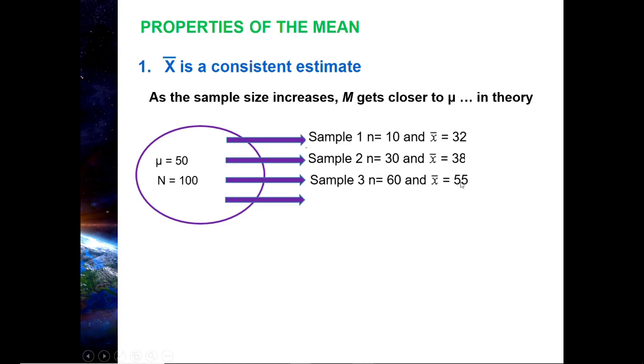All right? But again, the point of saying that X bar is a consistent estimate is that as we increase our sample size, X bar does in fact get closer to mu, at least in theory.